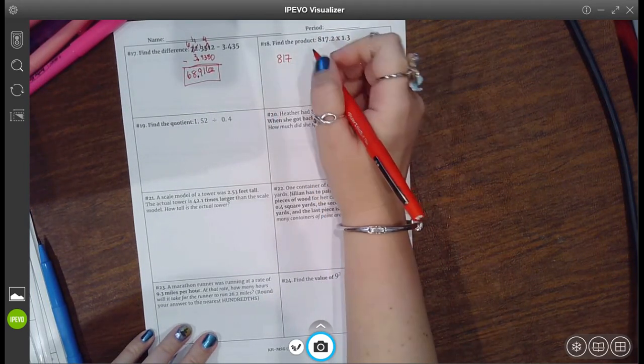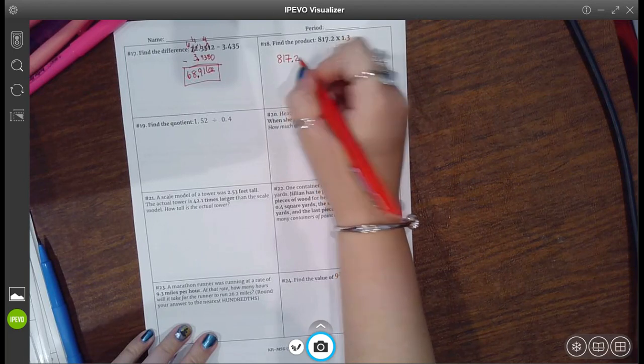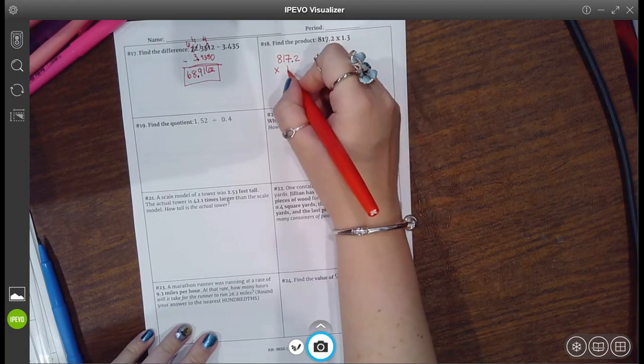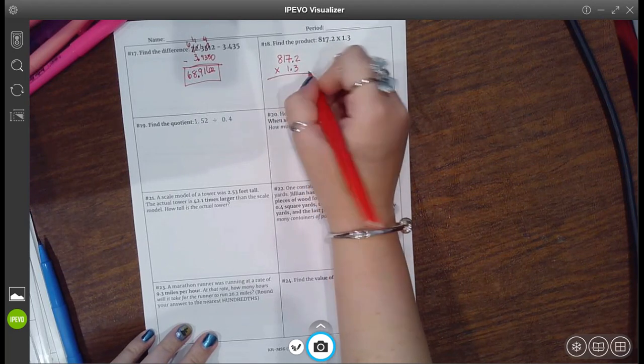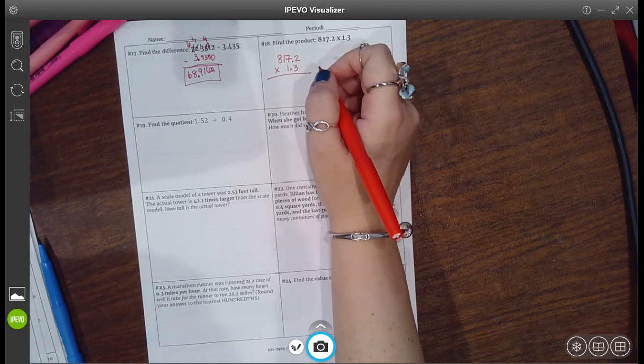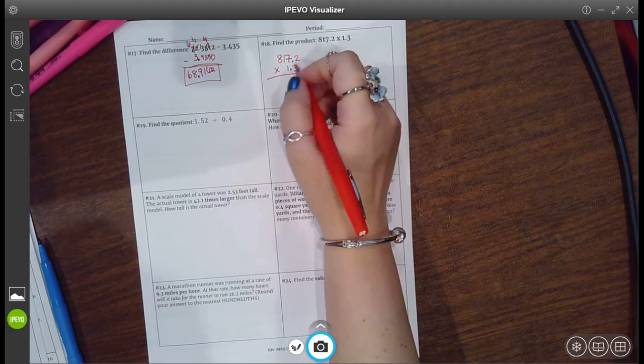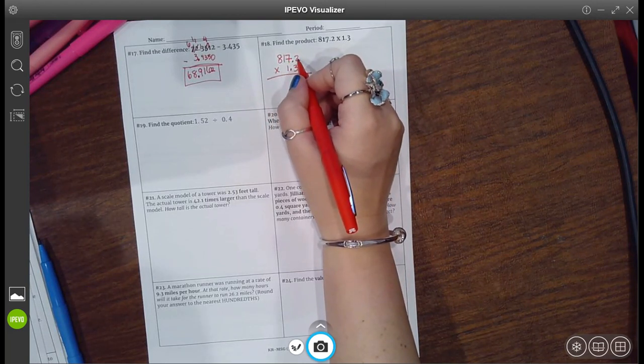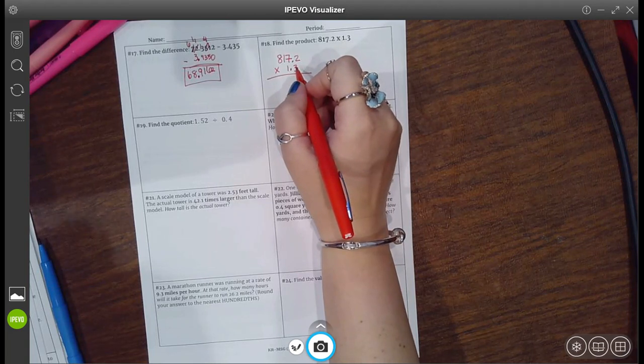Okay, when I'm multiplying, I don't need to line up my decimal. I worry about my decimal at the end. I just multiply like normal. Okay, well, these ones actually are lined up, but they didn't need to be. Now I always put the one with the most number of digits on top. This has 1, 2, 3, 4 digits, and this has 1, 2 digits.